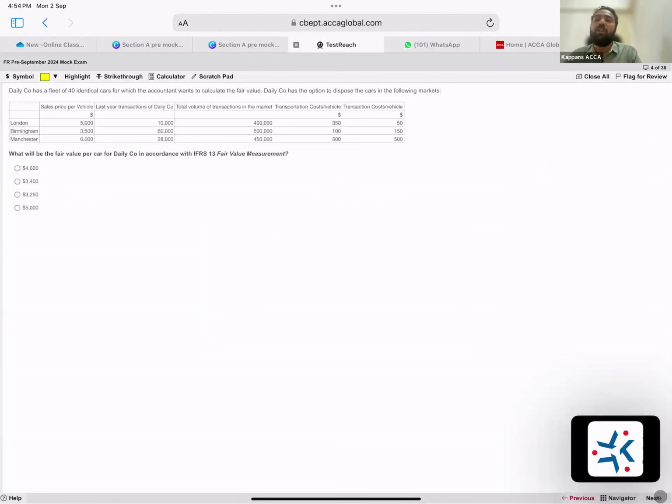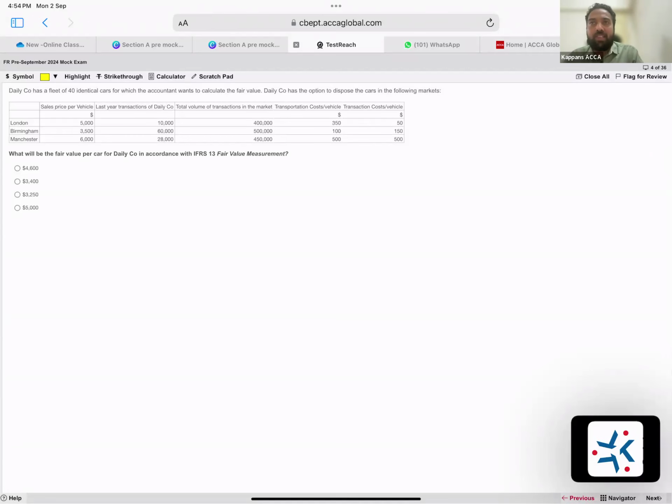So moving forward to the fourth question. This question is quite unique because this type of question has been tested in SBR, not as an objective type question, but as a descriptive type question. The same kind of information is being brought into FR.